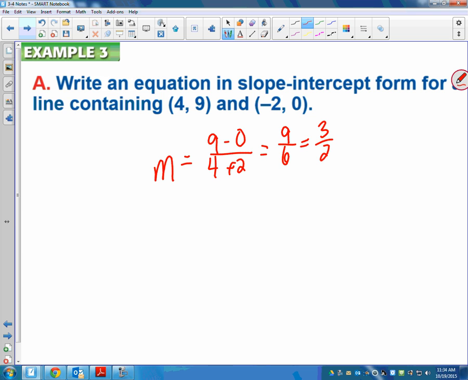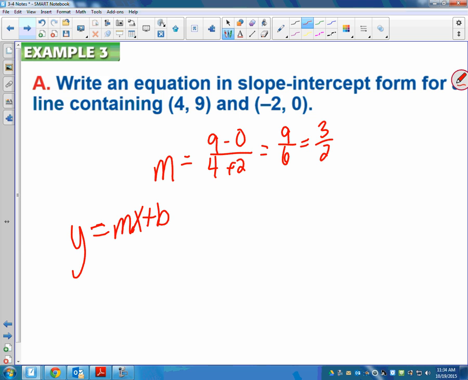Then we can use either one of these points. This is where everyone's work could look a little different depending on which equation you start with and whether you use 4, 9 or negative 2, 0. It's your choice. I'm going to do this one both ways just to show you. If you do this, which is probably your go-to, you feel comfortable with y equals mx plus b. It's your friend.